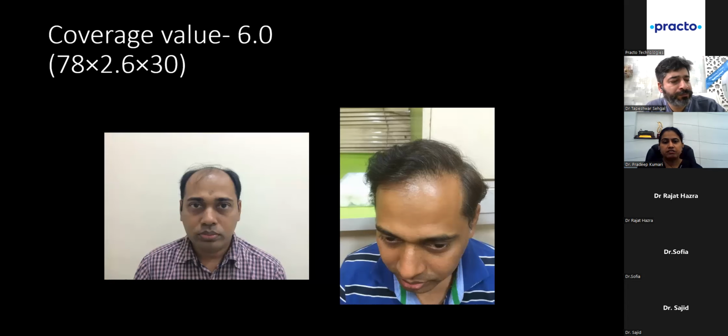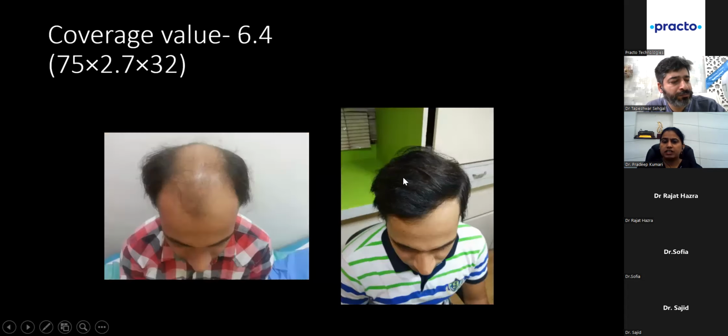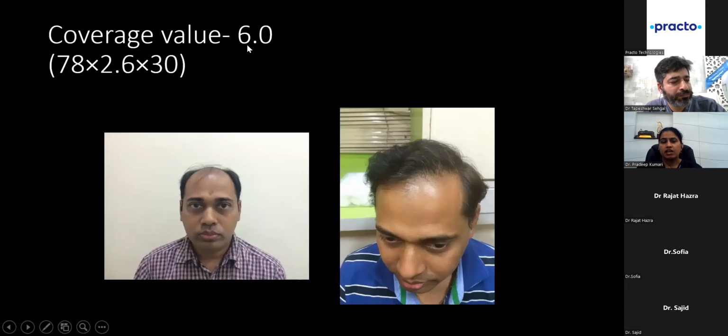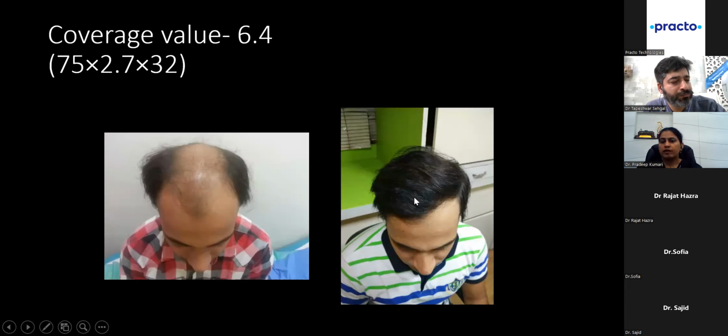Again, a high coverage value wherein we are doing a small area, forward bending, keeping the density low, and then giving natural coverage. In a younger patient, with a mesocephalic scalp, we can make the densities even much higher. And look at the change from 6 to 6.4, the amount of thickness and the coverage which has come. It's only a 0.4 difference in coverage value, but the density has gone very high, and coverage also has gone very high, from 30 to 32 grafts per centimeter square.